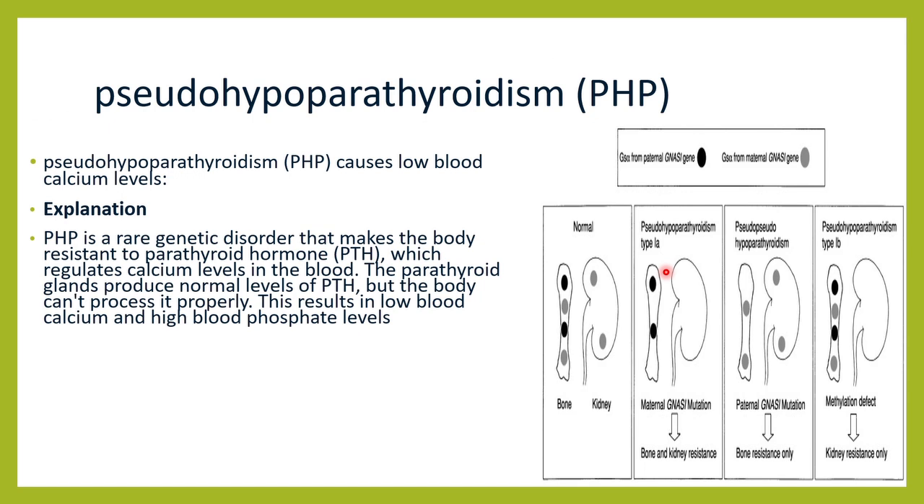Hence, when it is resistant, it cannot perform its normal function, and the calcium level in the blood is going to be low. So this results in low blood calcium and high phosphate levels in the serum.